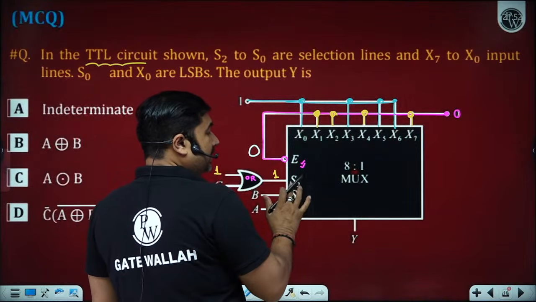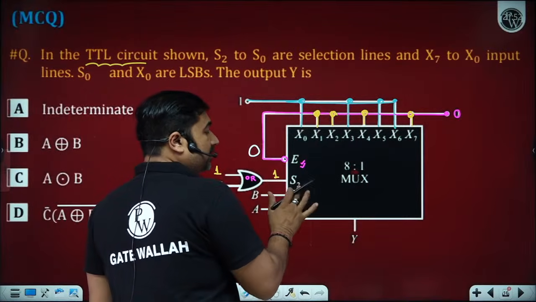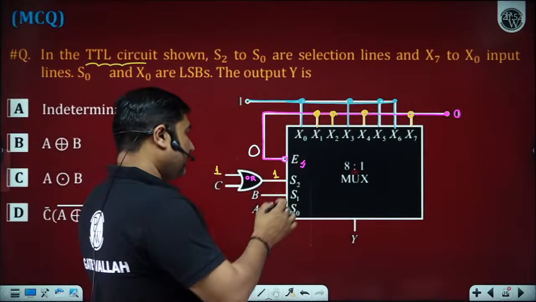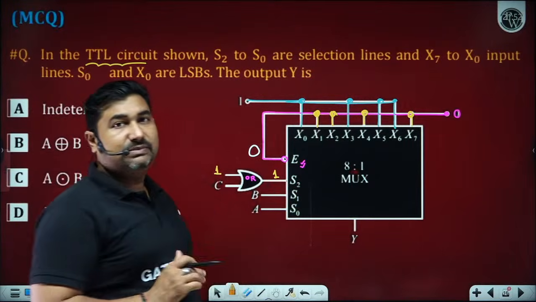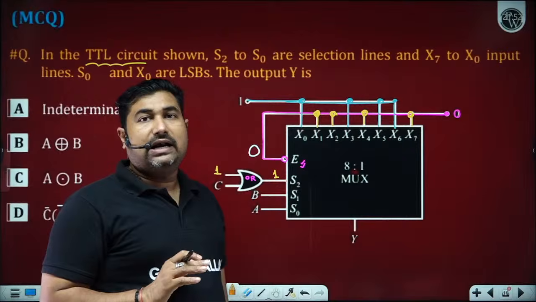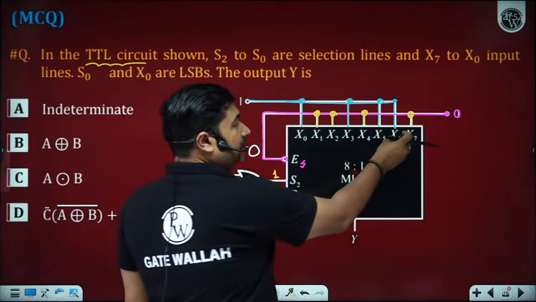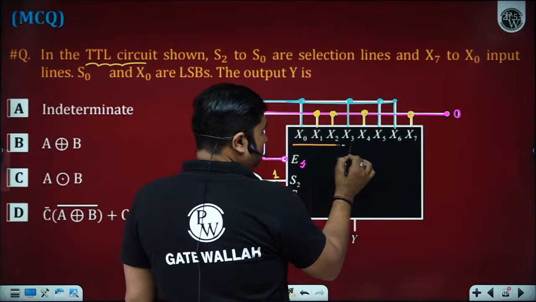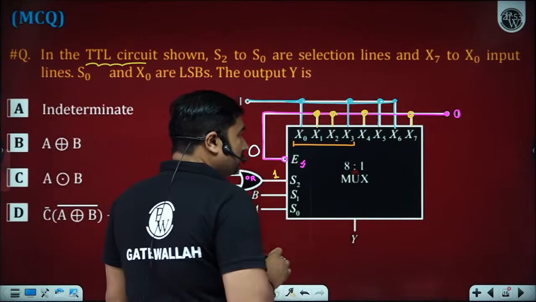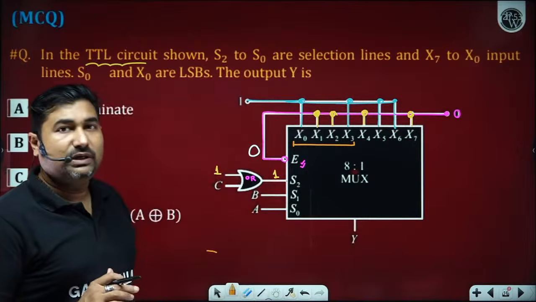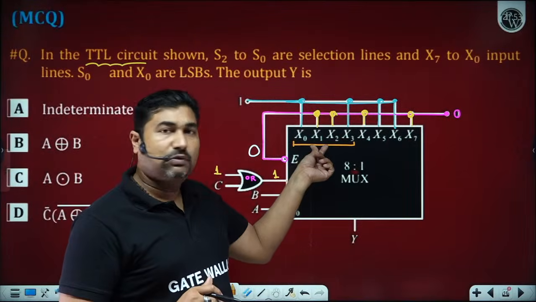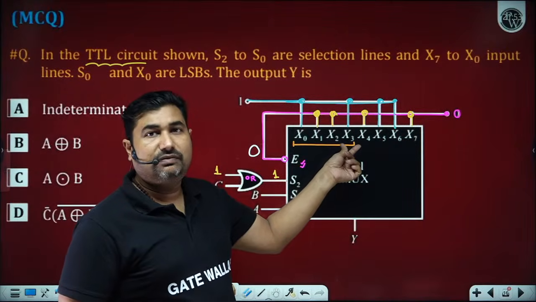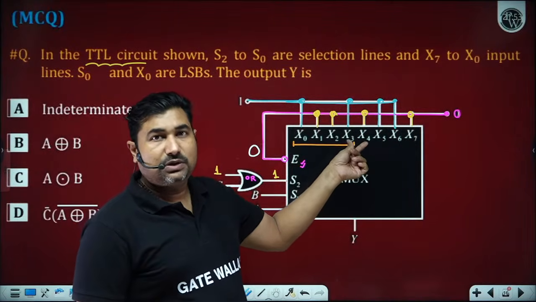Please observe here. S2 is 1. What does it mean? If S2 is 1, it means wherever S2 bar is available, that particular AND gate will have 0 output. So from 0 to 3, we have S2 bar only, because 0 is 0, 0, 0, 1 is 0, 0, 1, 2 is 0, 1, 0, and binary of 3 as well, 0, 1, 1.